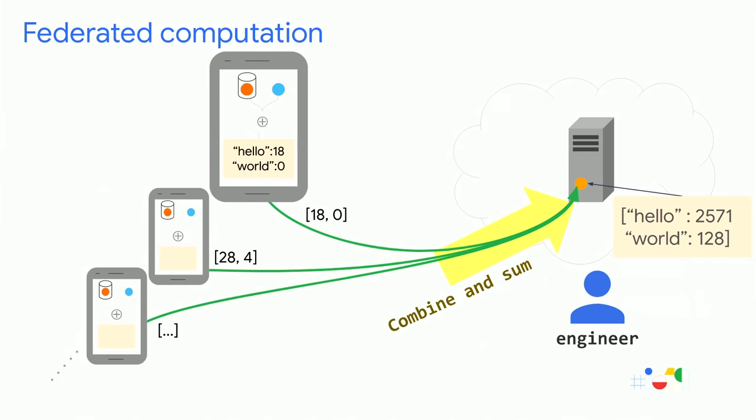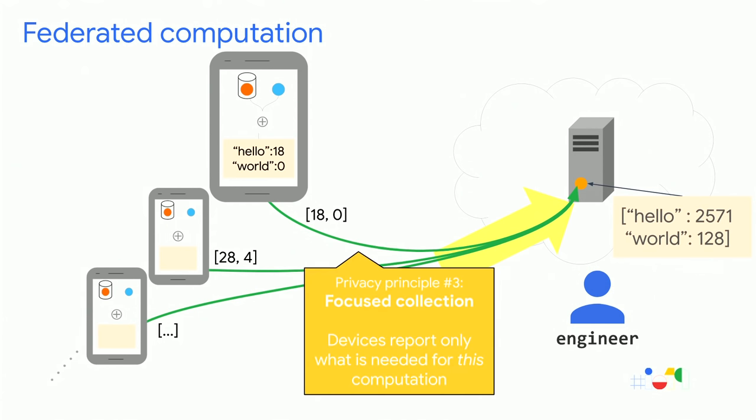Here, the first element of the vector would represent the count for hello, and the second one for the count for word, which would then be combined and summed using the federated aggregation operators that Emily mentioned before. At the server, the engineer would see the counts from all the devices that have participated in that round, not from any single device, which brings up a third privacy principle of focused collection.